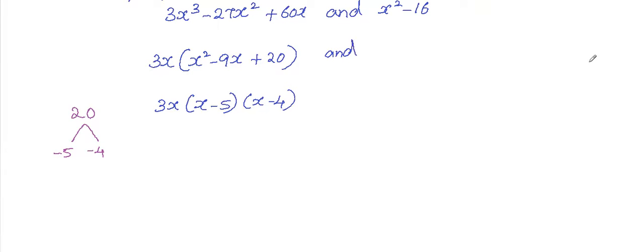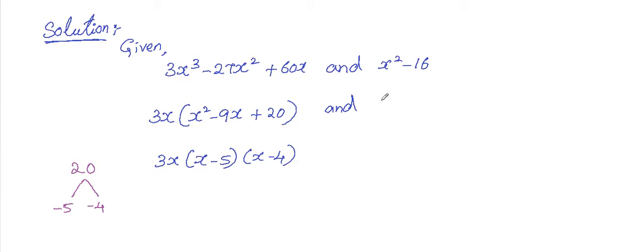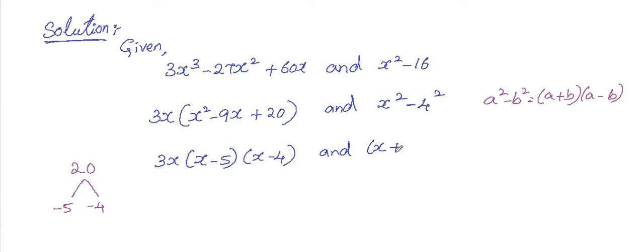Let's move to the next polynomial now. The next polynomial is x square minus 16. So x square minus 16 can be written as x square minus 4 square. We know the basic formula a square minus b square is equal to a plus b into a minus b. So x square minus 4 square becomes x plus 4 into x minus 4.